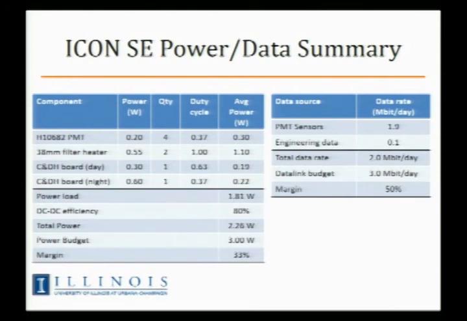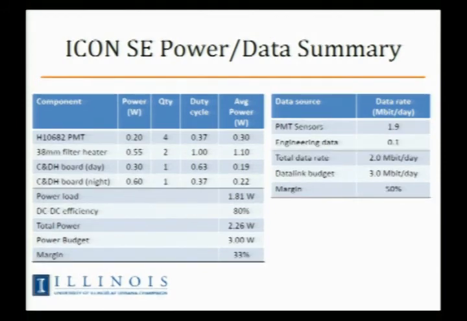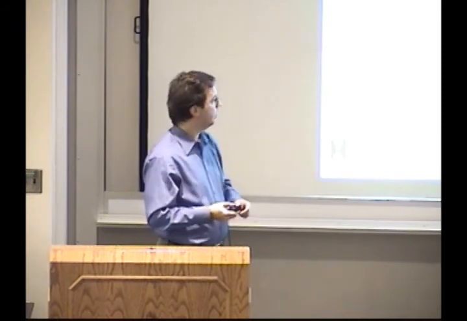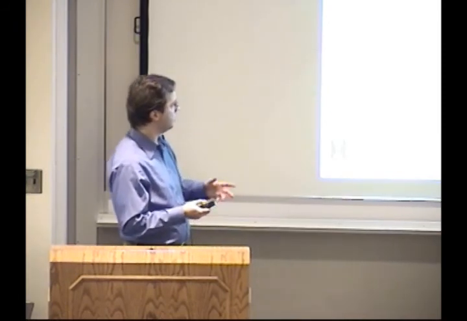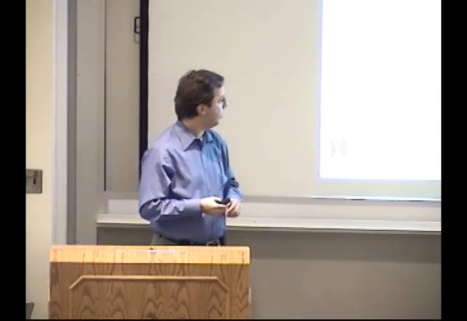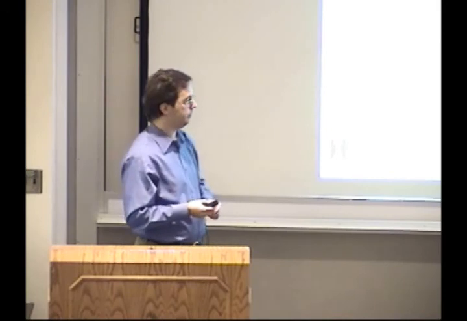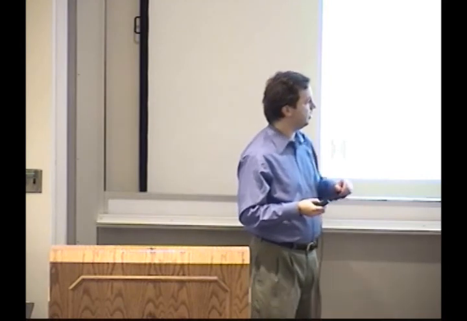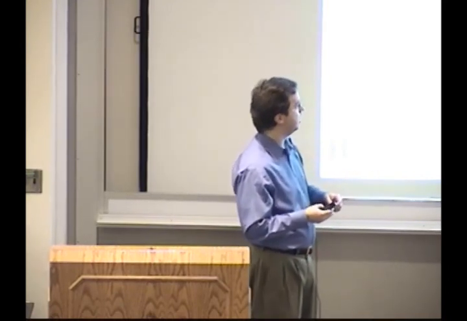We're running 2 heaters to control the transmission profile of the 2 narrowband filters, and we have our command and data handling electronics boards. All total, that gives us a power load of about 1.8 watts. And with a DC efficiency of about 80%, we have about 2.25 watts total average power. So this is a very, very low power system, as all spacecraft payloads need to be. It's pretty amazing that we can do good science with that little amount of power.